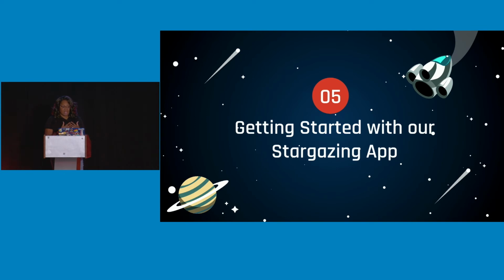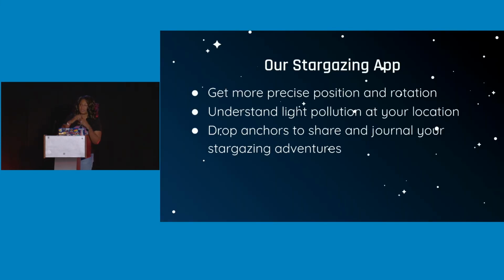So let's talk about what we want to do with our stargazing app now that we understand the tools that are available to us. Just to review, there were a few things that we wanted to do with our stargazing app. We wanted to get more precise positioning and rotation. We wanted to understand light pollution at our location. And then we wanted to be able to drop anchors to share or journal our stargazing adventures.